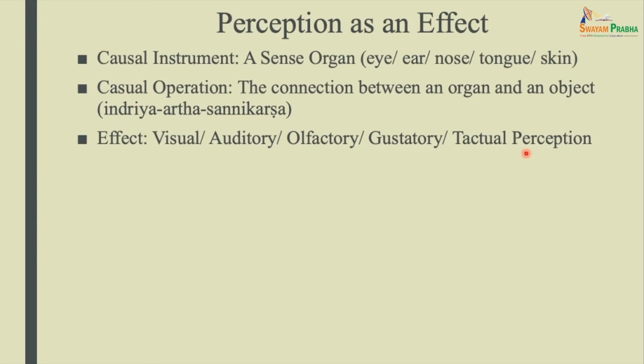Perception has to be seen as both an effect and a process. First, effect. How is it an effect? Consider one case, say some kind of perceptual activity. So what is the causal instrument here? A sense organ. It can be anything: an eye, an ear, a nose, a tongue, or skin. What is the operation? Here the operation is the connection between an organ and an object.